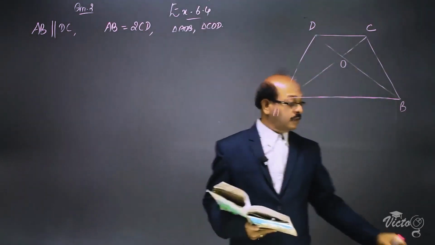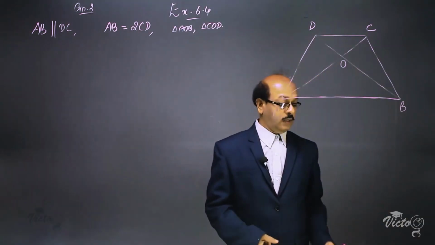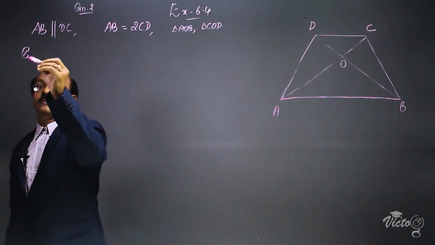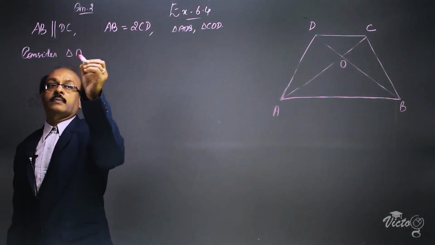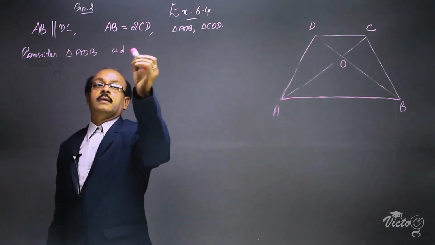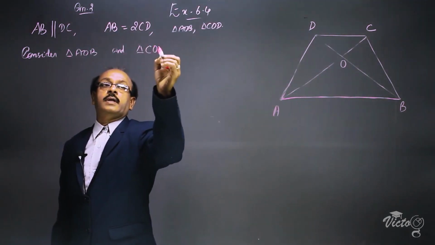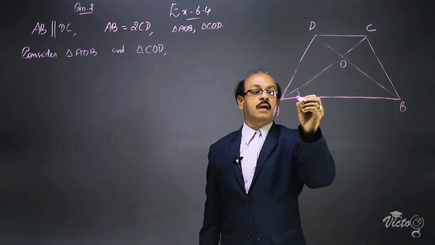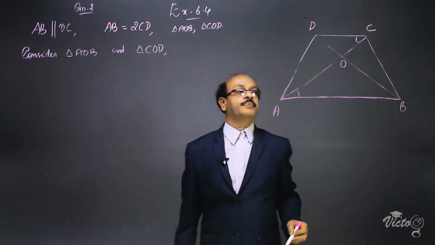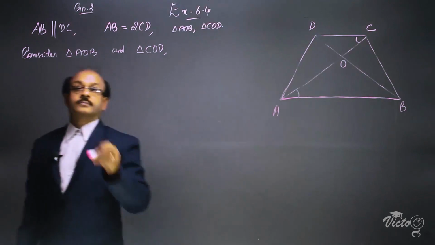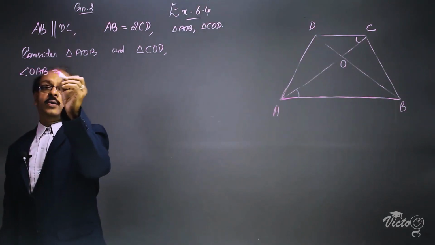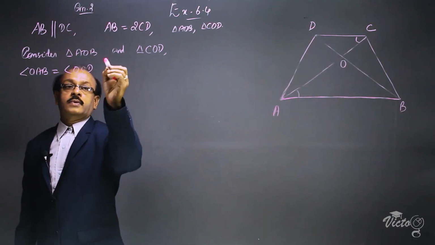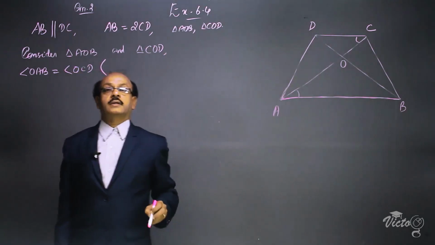Now, we can start by considering the triangles AOB and COD. Consider triangle AOB and triangle COD. Angle OAB will be equal to angle OCD. The reason is one pair of alternate interior angles.